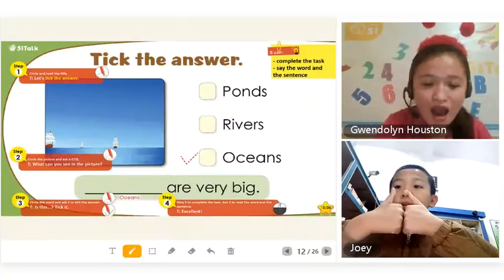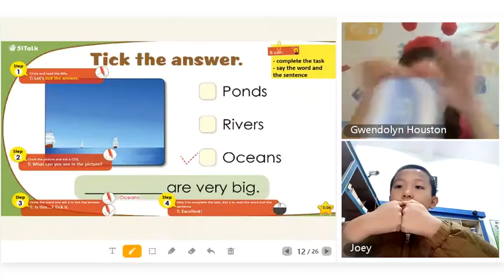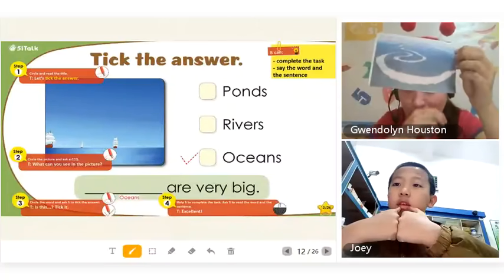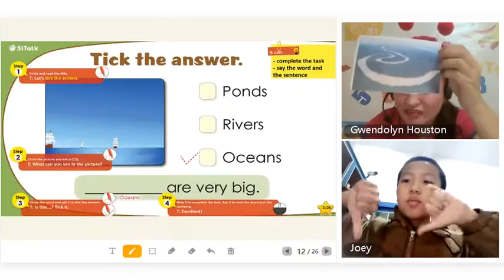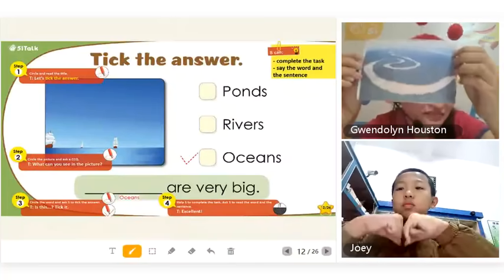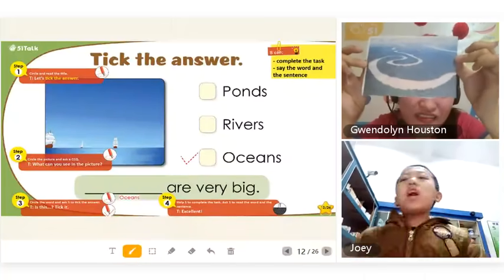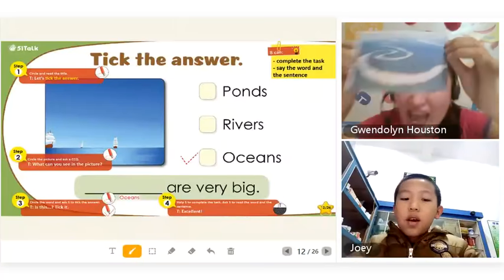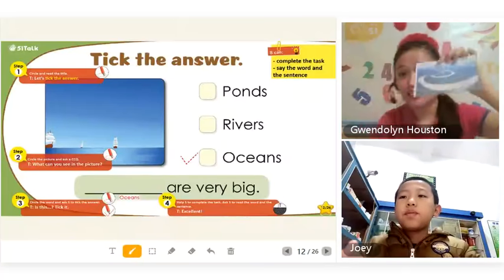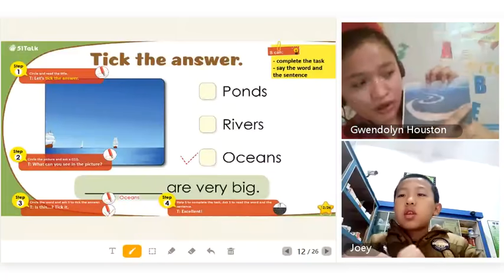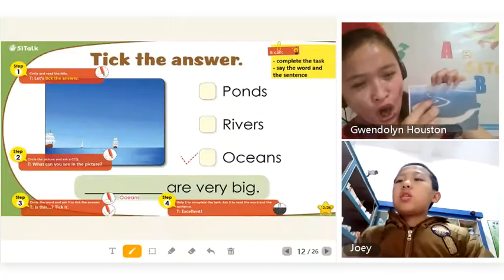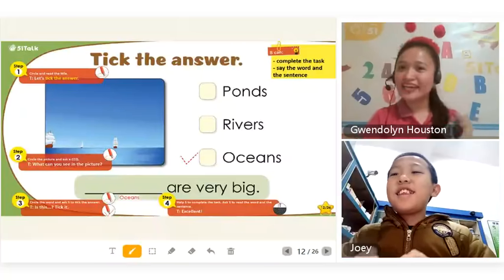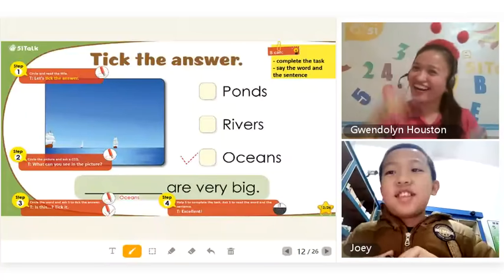How about this one? What is this? Is this an ocean? No. What is this if this is not an ocean? Very long. Yes, this is a river because it is very long. Look, see, it's very long, right?